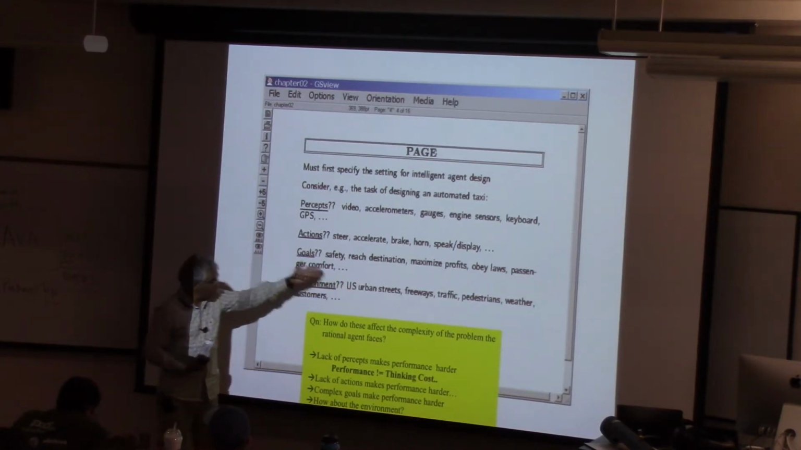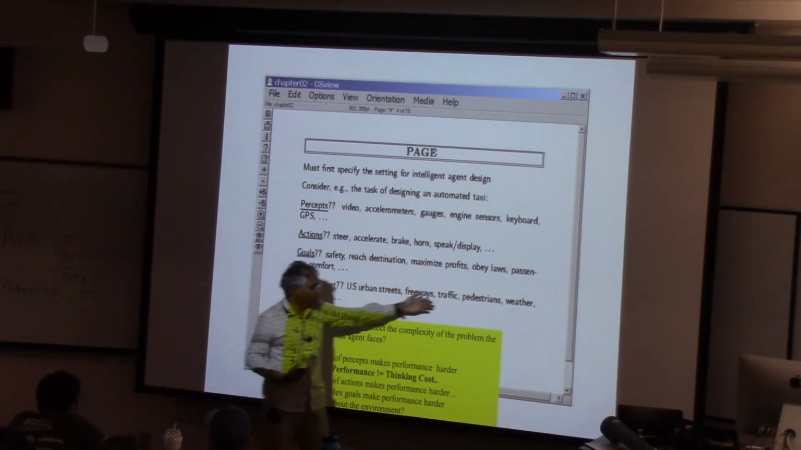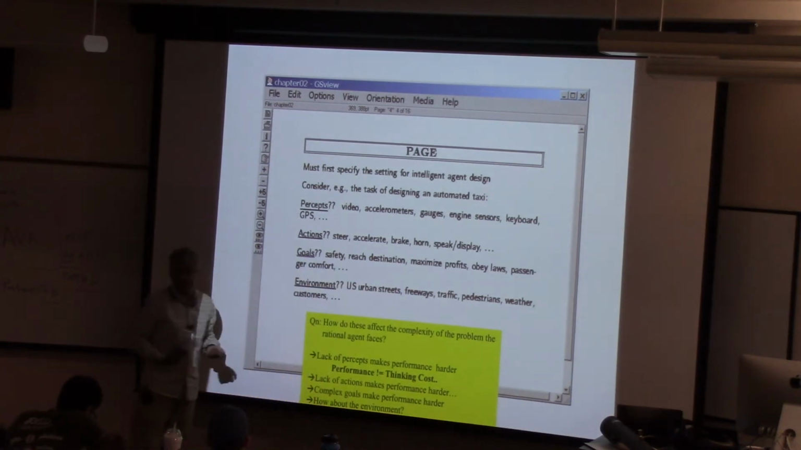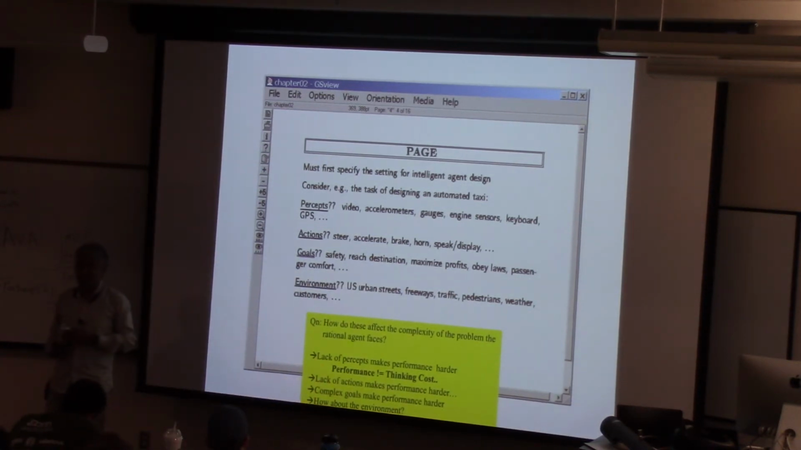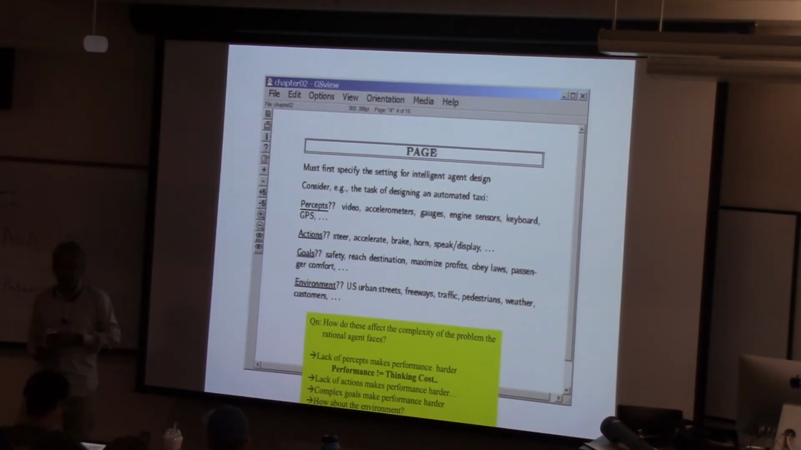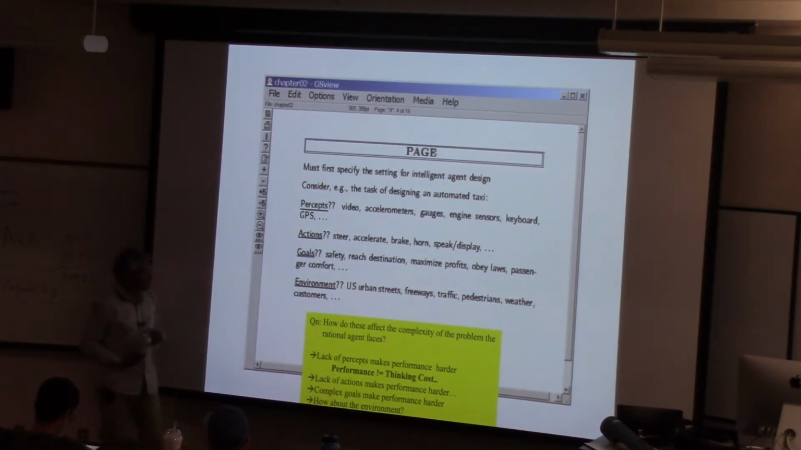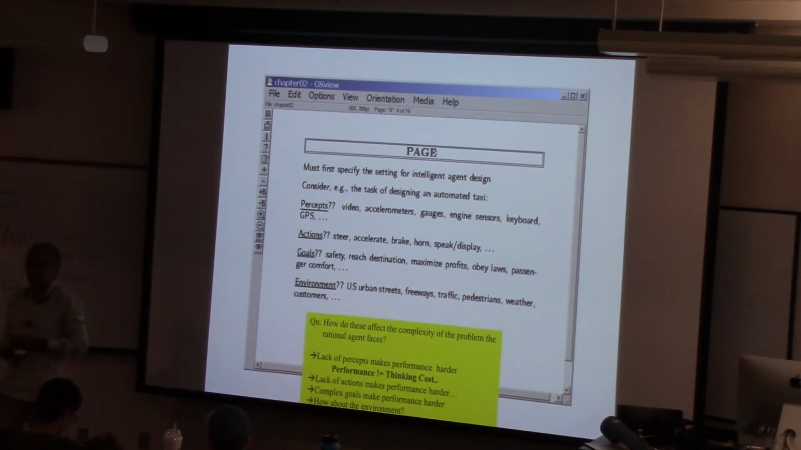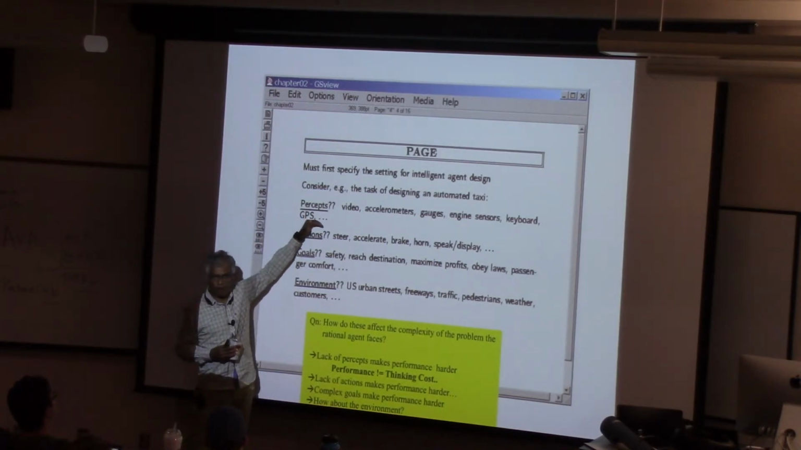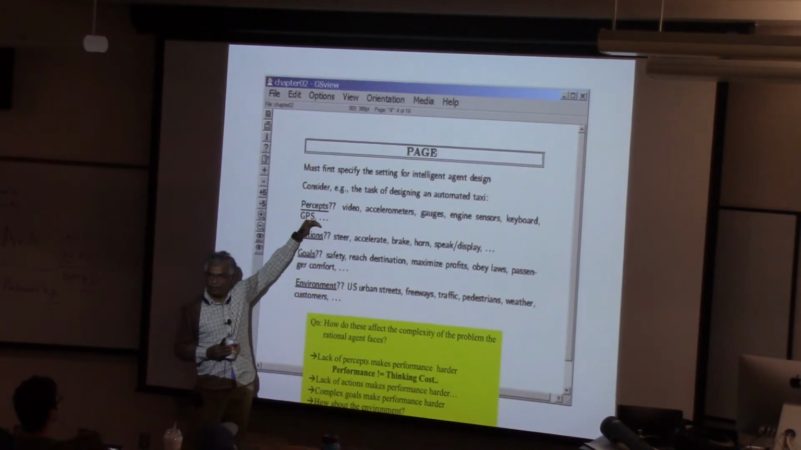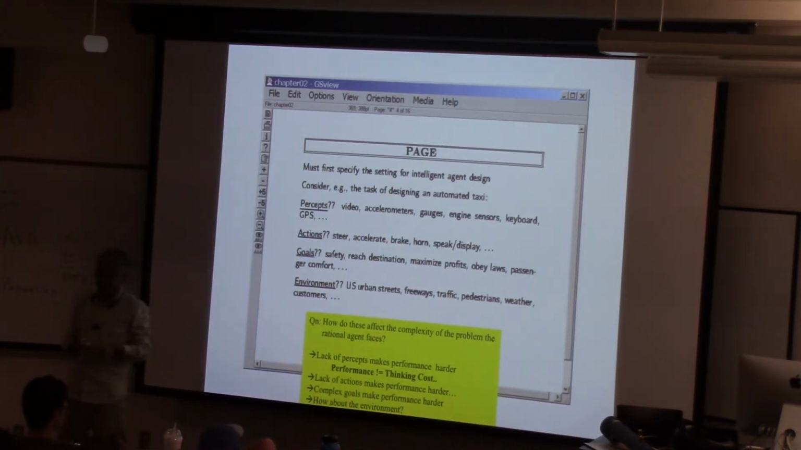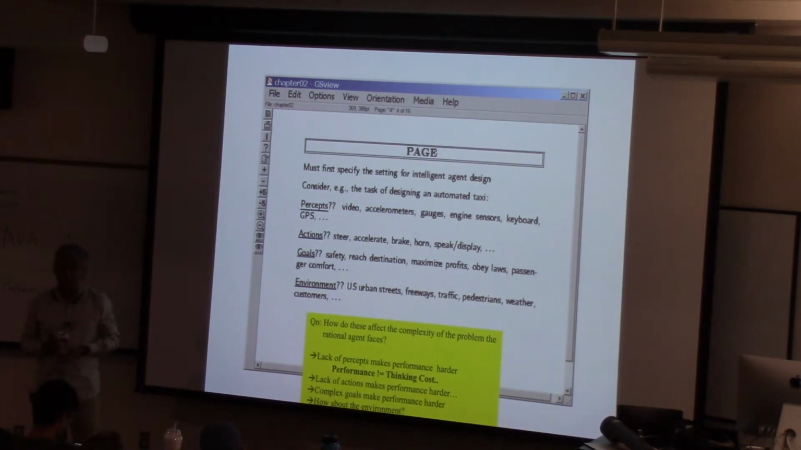And the environments for the cars, of course, would be urban streets, freeways, traffic, pedestrians, weather, customers, all this stuff is part of the environment. Slippery roads, hurricanes, everything is part of the environment. Okay. So the one interesting thing that I want you to think about is how do these affect the complexity of the problem the rational agent faces? Let's talk about it in a qualitative sense. If I have very incomplete information versus I have a lot of information about the environment, how does that affect the performance?